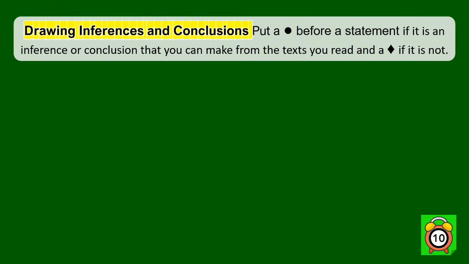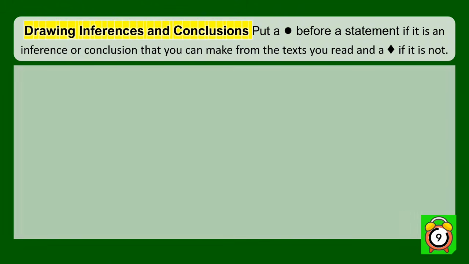To conclude this week, let us have this activity: drawing inferences and conclusions. Once again, you are going to put a circle before a statement if it is an inference or conclusion that you can make from the text you read, and a diamond if it is not.